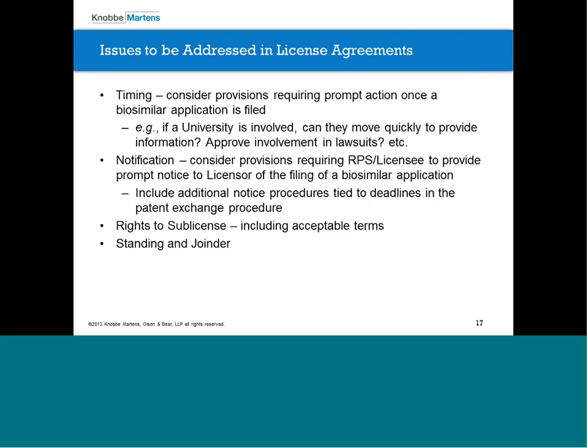For example, timing. Given the provisions requiring prompt action during the pre-litigation exchange, you may want to put into agreements that the licensor and licensee will cooperate and be able to address the pre-litigation deadlines. Notification terms within the license agreement should also be reviewed. You may want to, especially if you're the licensor, make sure that you are notified of the filing of a biosimilar application. You might want to also include notice procedures tied to the various deadlines in the patent exchange.